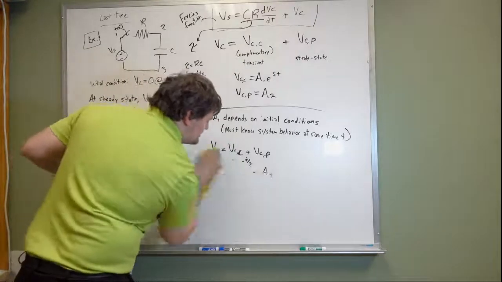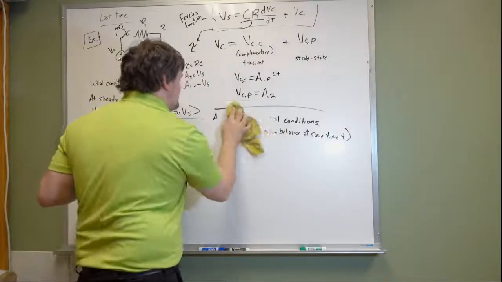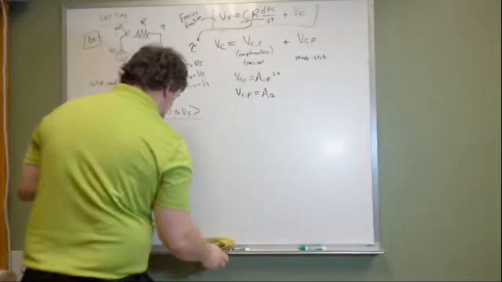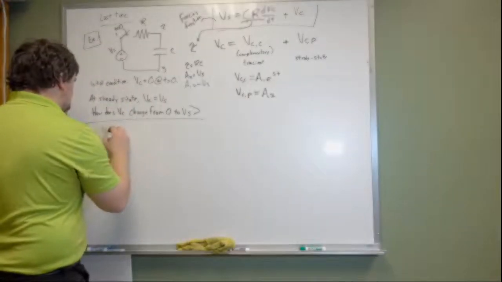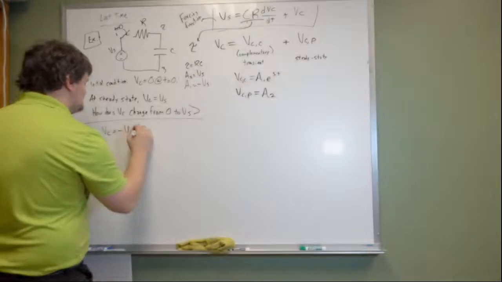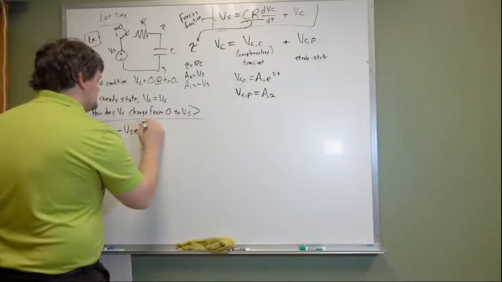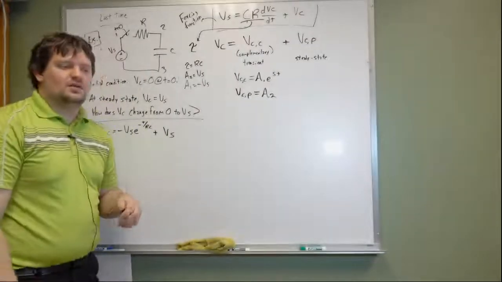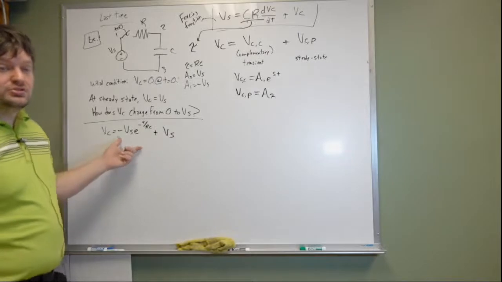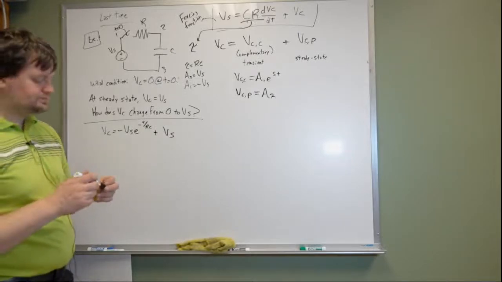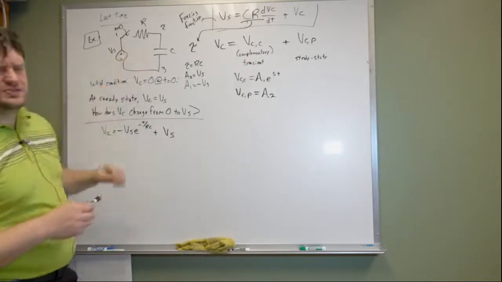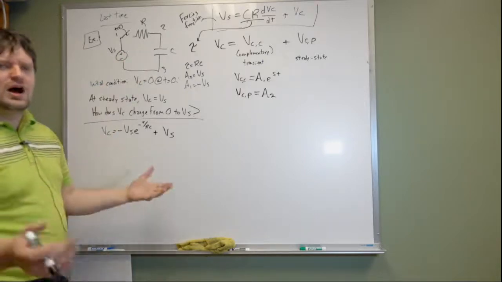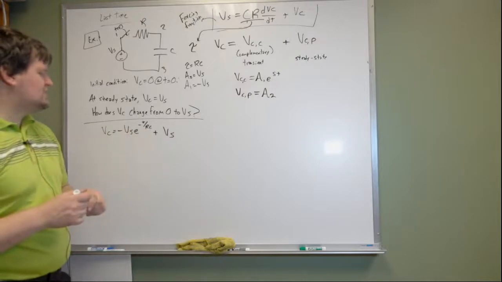So what I'm going to go ahead and do is go back and write out the full equation here, which is Vc is equal to negative Vs e to the negative t over Rc plus Vs. Okay, this is the solution to our voltage across our capacitor. It's very specific to this exact system. So the question now becomes, why? What can we understand about this?